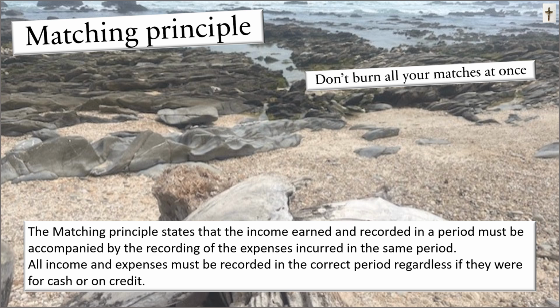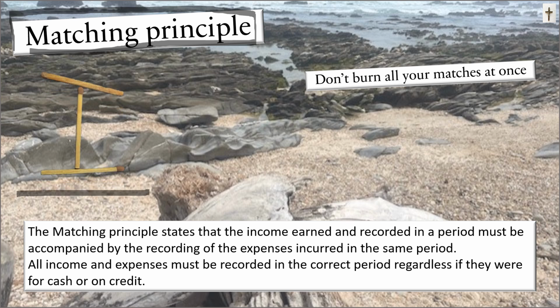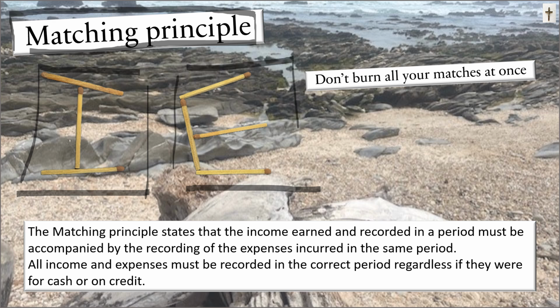The matching principle states that all income earned and all expenses incurred need to be recorded in the correct period. So in your financial year, you need to have recorded all the income earned in those 12 months, and you also need to match the expenses that were incurred in earning that income in the 12 months. Now this is quite important because you want to show the correct financial result for the year, which is whether you made a profit or a loss, and income less expenses will either be a profit or a loss.